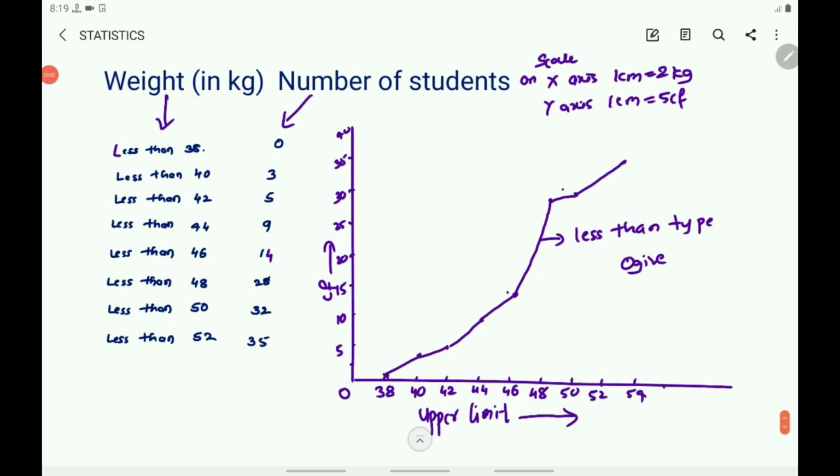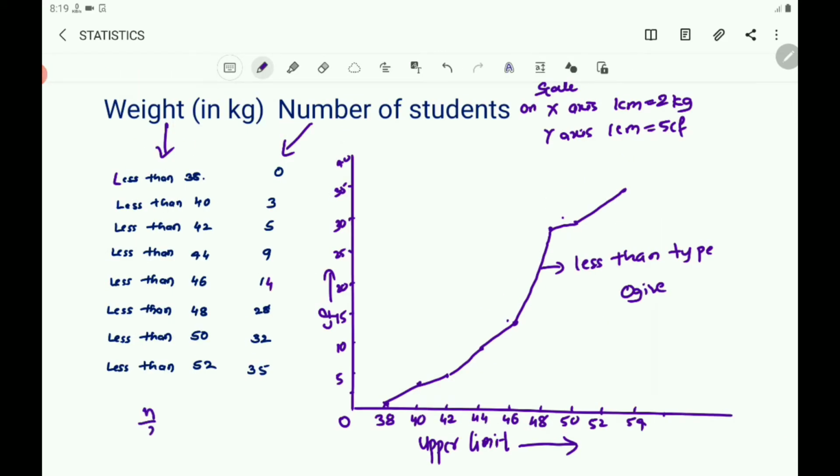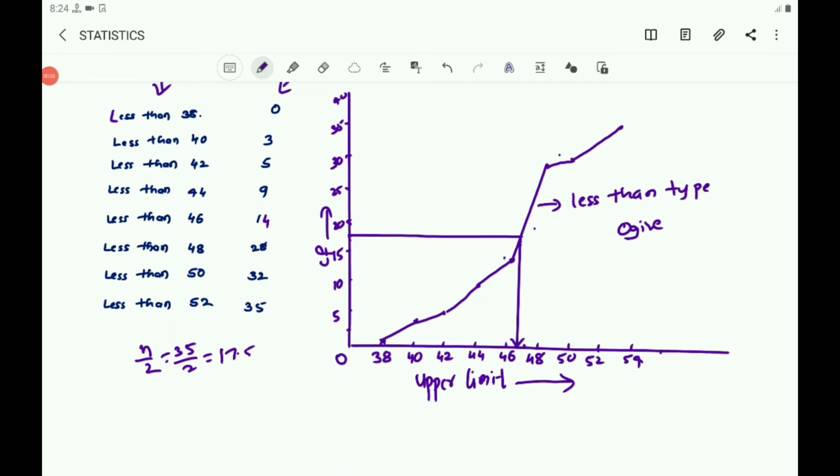To find the median, you take n by 2. That is 35 by 2, you will get 17.5. And you come to 17.5, which is in the middle of 15 and 20. So you draw the line parallel to the x-axis from 17.5, and that line meets the curve at this point, and from that point the perpendicular to the x-axis meets at a point, and that point becomes the median here.